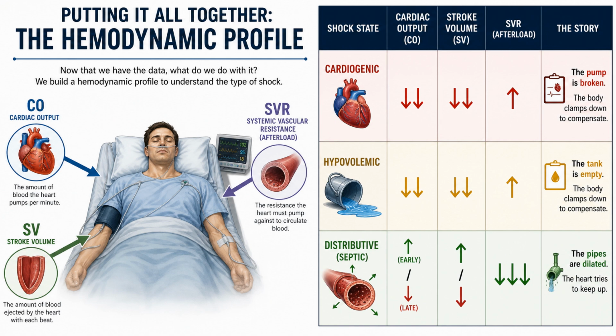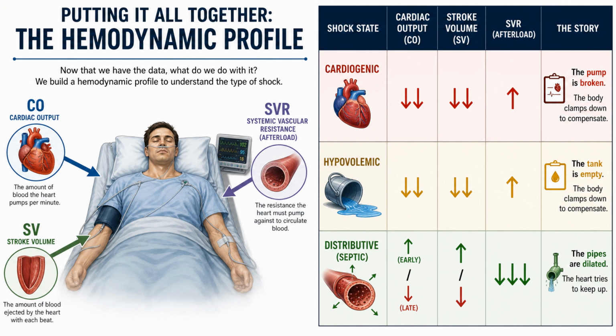So now we have all this data. What do we do with it? We build a hemodynamic profile to understand the type of shock our patient is in. In cardiogenic shock, the pump is broken. The stroke volume and cardiac output will be low, and the body compensates by clamping down, so the SVR will be high. In hypovolemic shock, the tank is empty. The profile looks identical: low stroke volume, low cardiac output, and a compensatory high SVR.